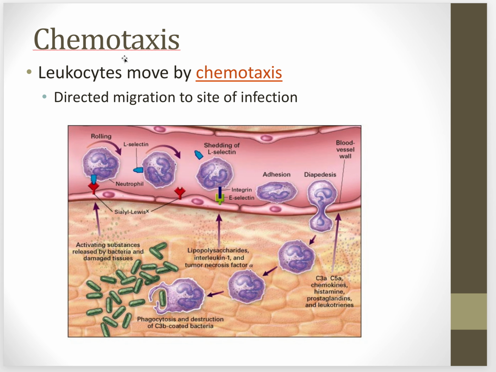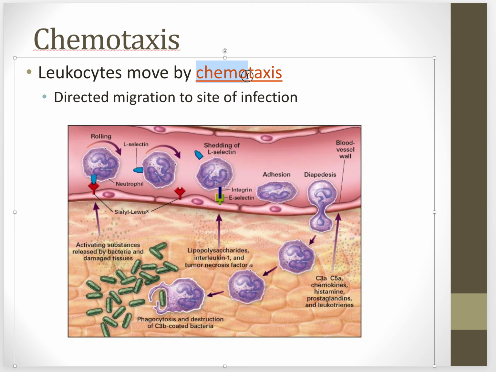The way that it's attracted to the site of injury is called chemotaxis. Chemo means chemical, and taxis means to move. In the same way a taxi or an Uber moves you from one place to another, we'll use the term taxis or tactic to describe movement. So chemotaxis is movement in response to a chemical.